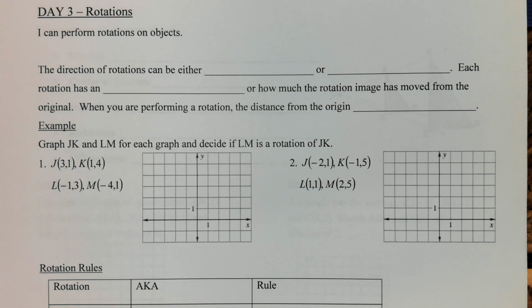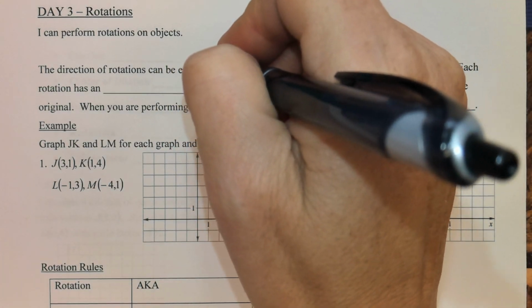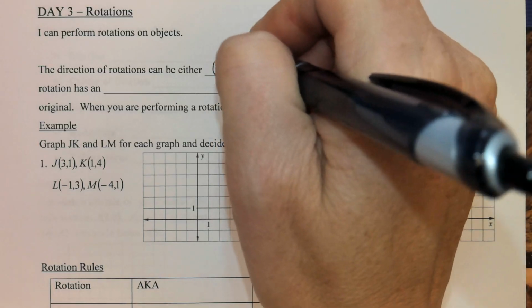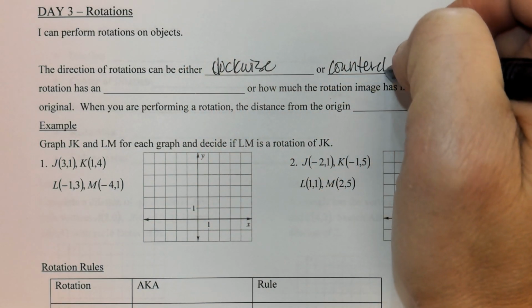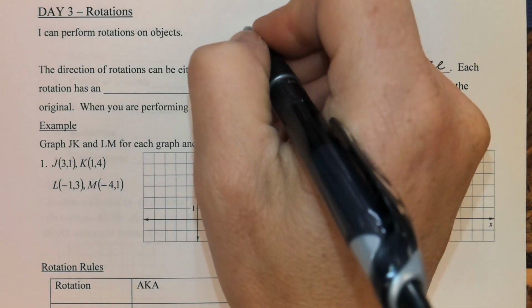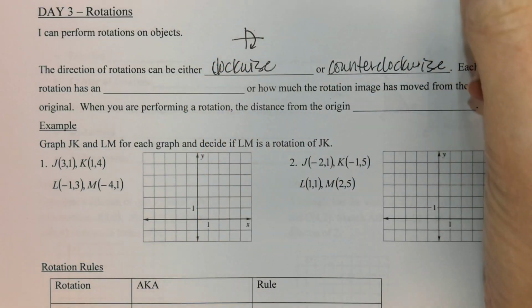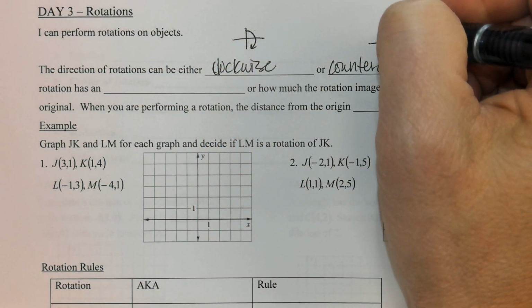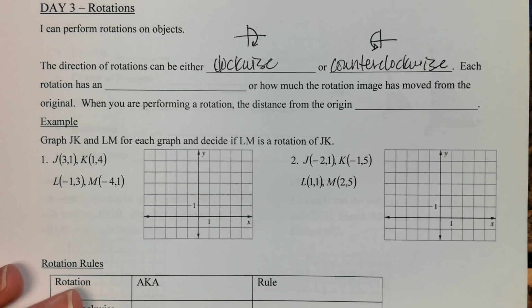All right, this is day 3 of transformations. Today we're going to talk about rotations, which are essentially turning a graph. The direction of rotations can be either clockwise or counterclockwise. And that just means the way the clock goes. So a clock goes in that direction from noon, 1, 2, 3, and then counterclockwise would be going the other way. So those are the two directions that you can rotate things.